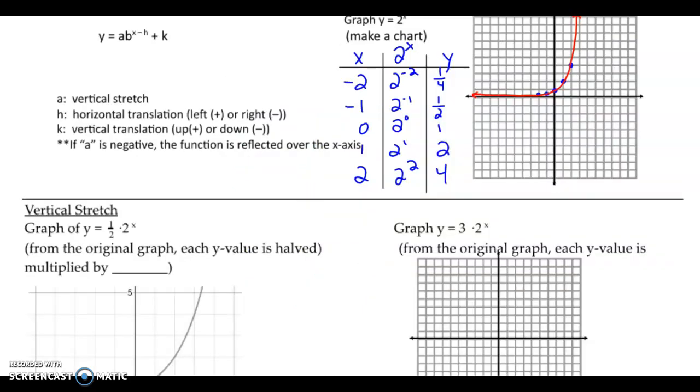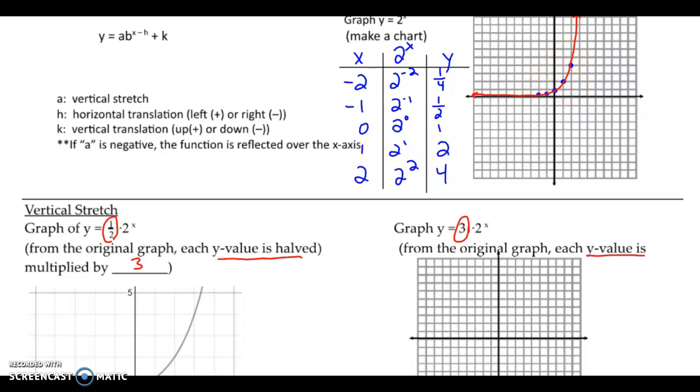All right, so the first translation or transformation we're going to look at is the vertical stretch. Just as if we were doing a parabola, if you have a number out in front, 1/2 or a 3 in these two cases, what's going to happen is that 1/2 is going to take each y value and cut it in half. The 3 is going to take each y value and multiply it by 3. So we're going to take this original graph we graphed at the beginning and cut it in half for the first one.